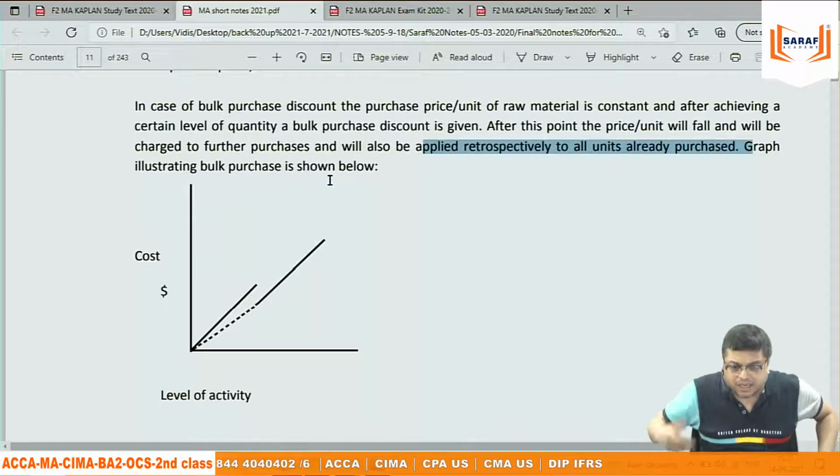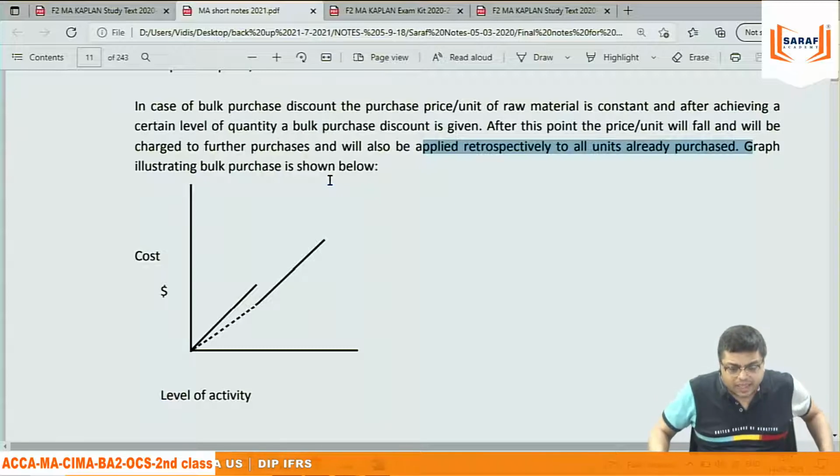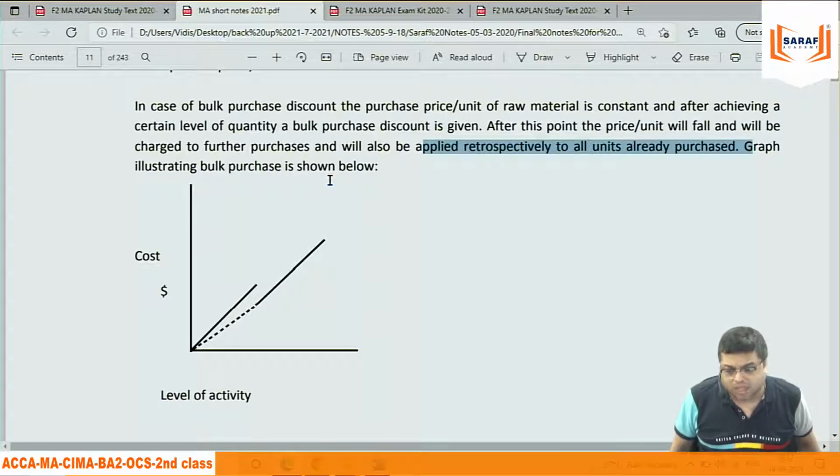Suppose I am purchasing study material from Kaplan. Kaplan said that when the number of students is within 20, the per student material cost will be 5,000. But if the number of students crosses 20, then the per student material cost will be 4,000, not only for beyond 21, 1 to 20 also. So this dotted line is saying that when you breach this level, for all the units, the cost per unit is coming lower. This is total variable cost only, but it is decreasing when you achieve a certain level.